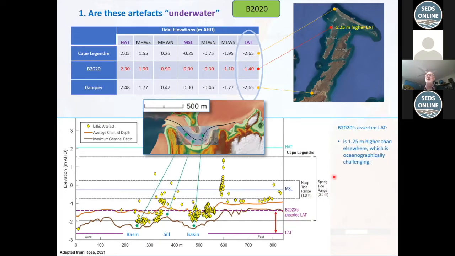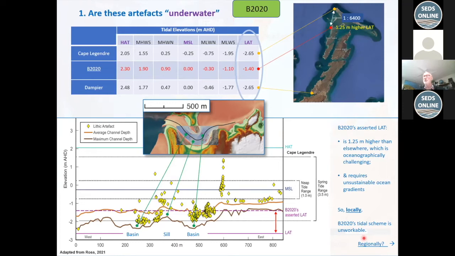First of all, as I said before, it's 1.5, 2 meters higher than elsewhere, which is oceanographically challenging. Now, I'm a scientist, so I don't like to say impossible, but I might think about it in this circumstance. Secondly, it certainly requires unsustainable ocean gradients. Between here and here, to have that difference in elevation would require a sea level gradient of 1 in 6,400. That's at least 10 and probably 50 times what you can generate in the open ocean. It's not realistic. So locally, using just those three sea level points, we can say that the tidal scheme that requires these artifacts to be underwater is probably unworkable.